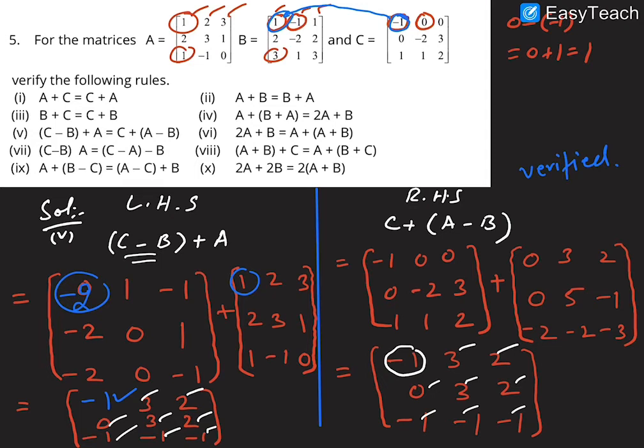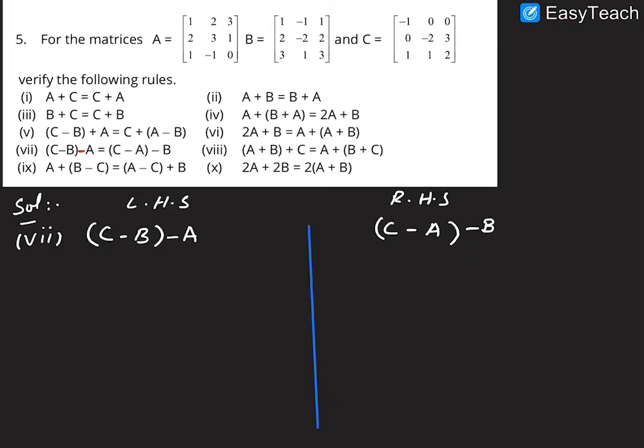Next is question number 5, part 7. C minus B minus A. So C minus B. Minus 1 and minus 1 will be minus 2. 0 minus 1 and minus 1 will be plus 1. 0 minus 1 will be minus 1. 0 minus 2 will be minus 2.